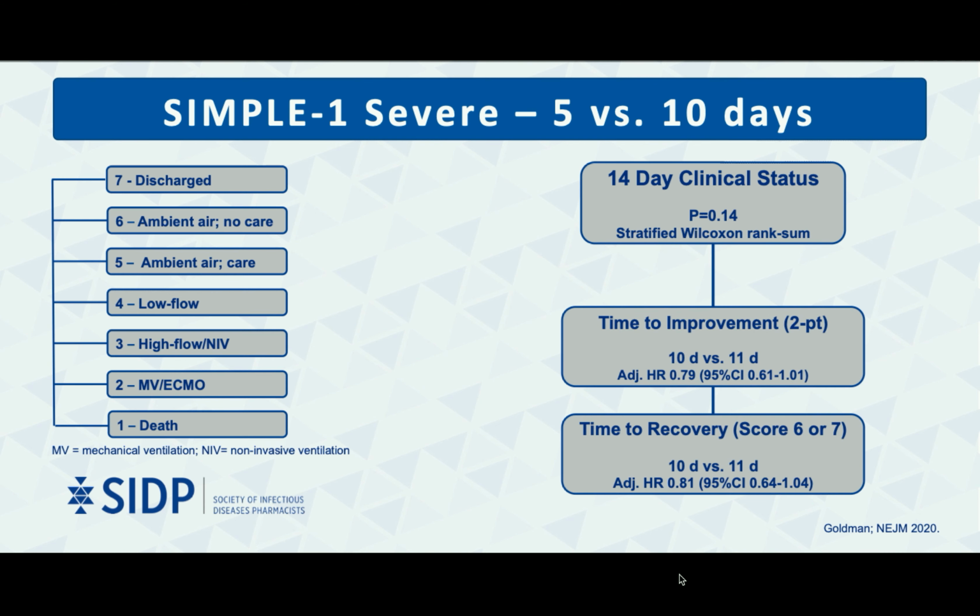For secondary outcomes, there was no significant difference detected in either time to improvement, defined as a 2-point reduction in ordinal scale score, or time to recovery, defined as being a score of 6 or 7 on the scale, between the two groups.